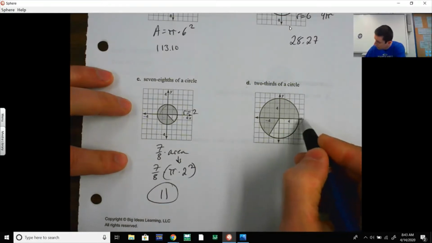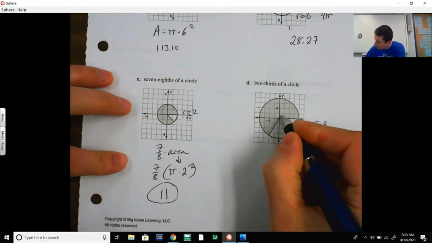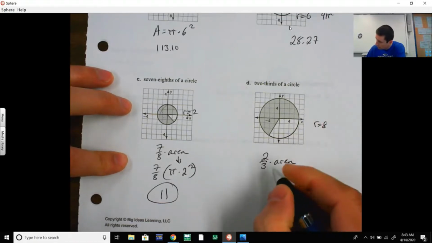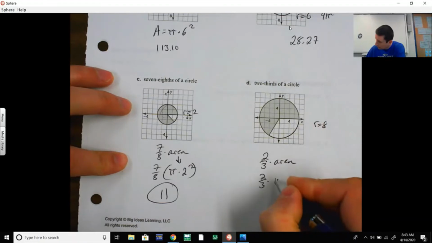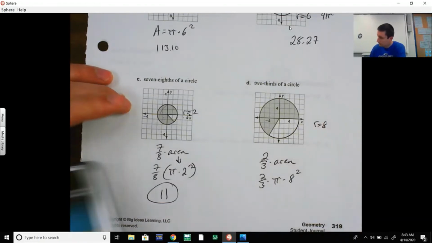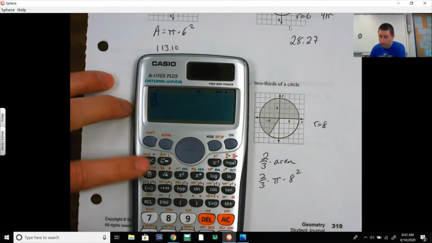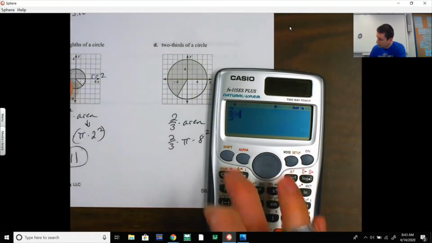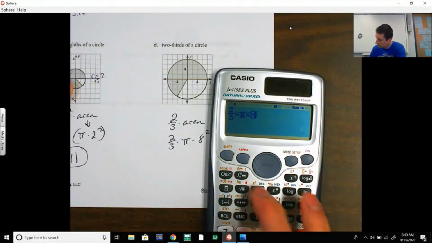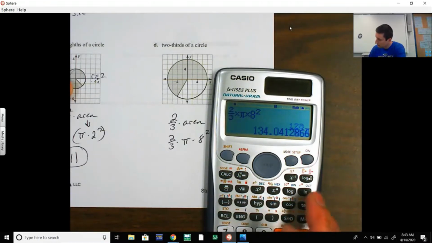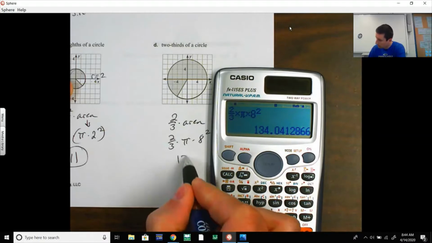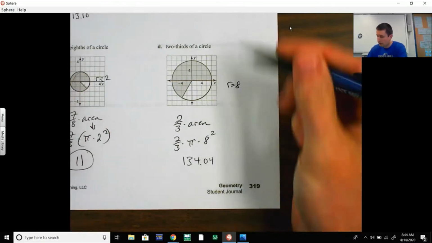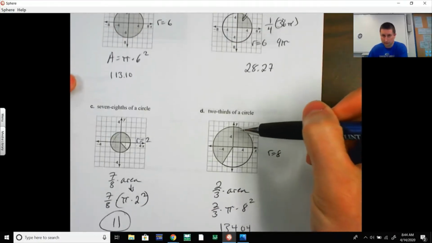2, 4, 6, 8. So here our radius is 8. This is 2/3 of a circle. So 2/3 times the area would be 2/3 times pi times 8 squared. That's 128 over 3 pi, about 134.04. Now you notice these fractions are going to be related to our unit circle again.